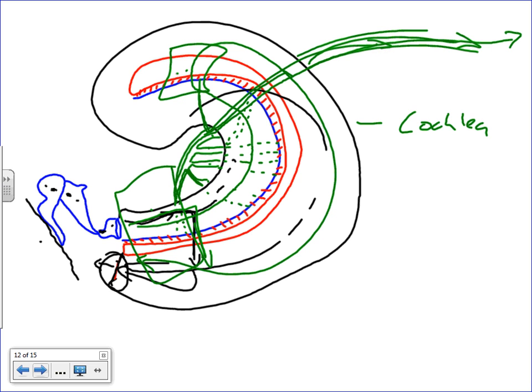So that's how the brain is able to differentiate between the different pitches and tones of noises. All right, so you're able to tell loud from quiet. So the processing of that takes place at the level of the cochlea.